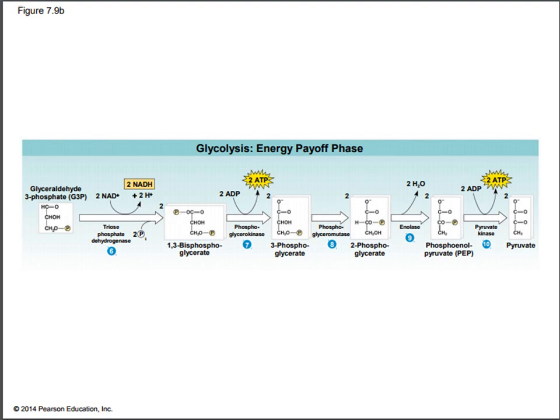Basically, if we compare what we had before and now, we invested 2 ATPs, and we got 2 NADHs and 4 ATPs.